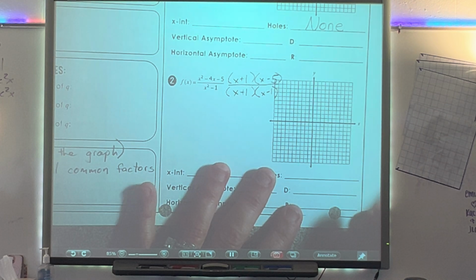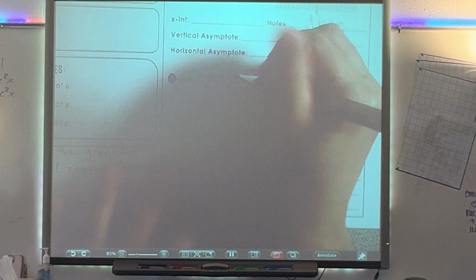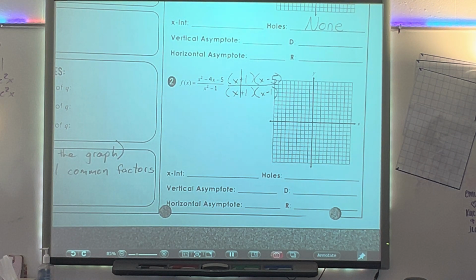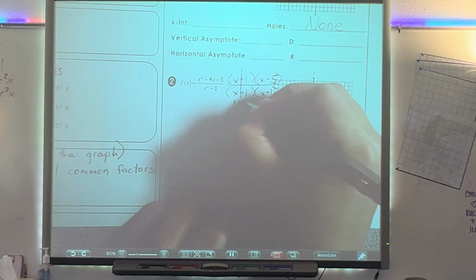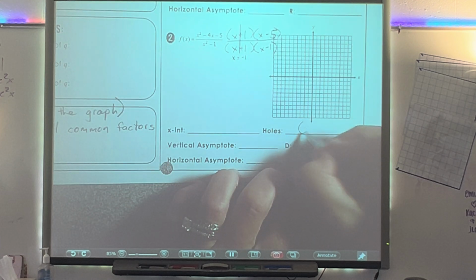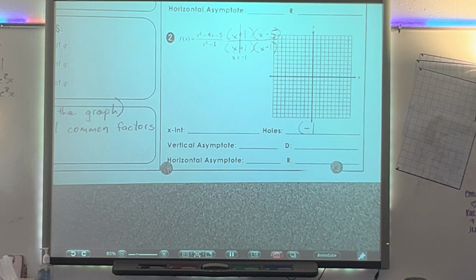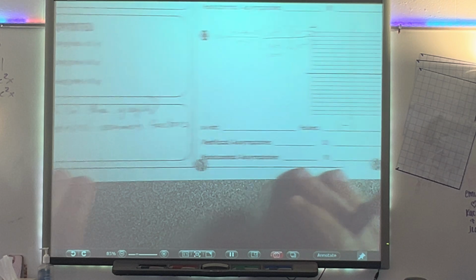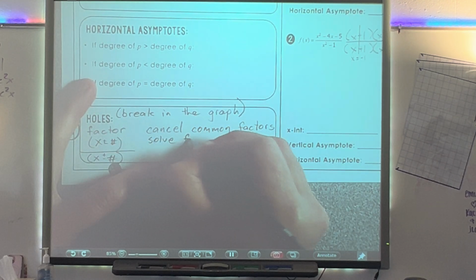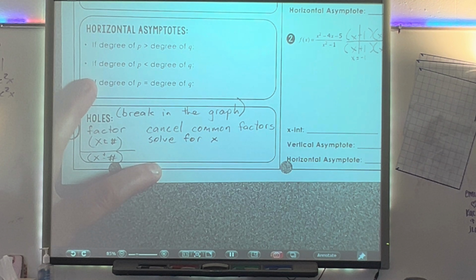Everybody okay there? So my common factor here is x plus 1. If I took x plus 1 and set it equal to 0, then x would have what value? Negative 1. x would equal negative 1 for that part of the factor. Everybody okay with that? So that means the x value of my hole is negative 1. To find the y value, I'm going to jump back over here. I'm going to say cancel common factor, solve for x. Everybody understand what I mean by solve for x? We just did it.